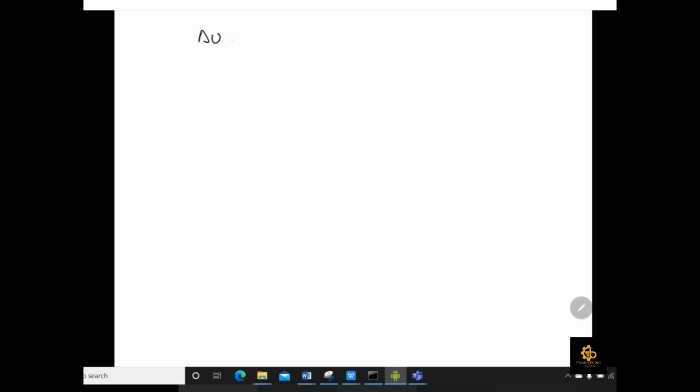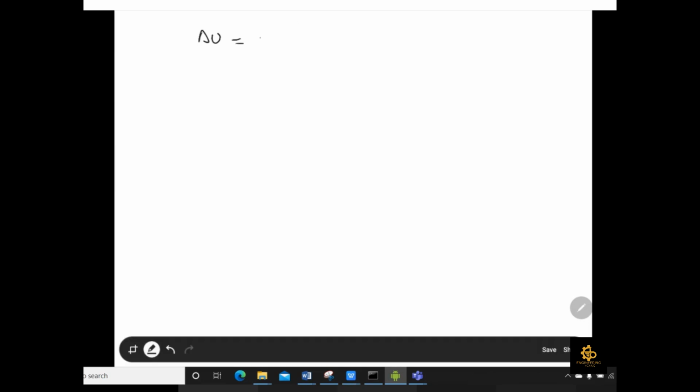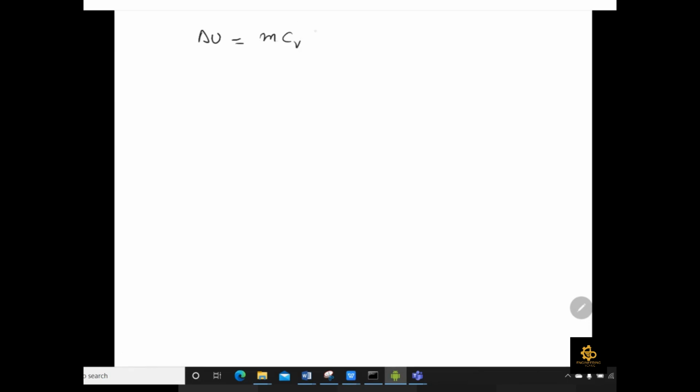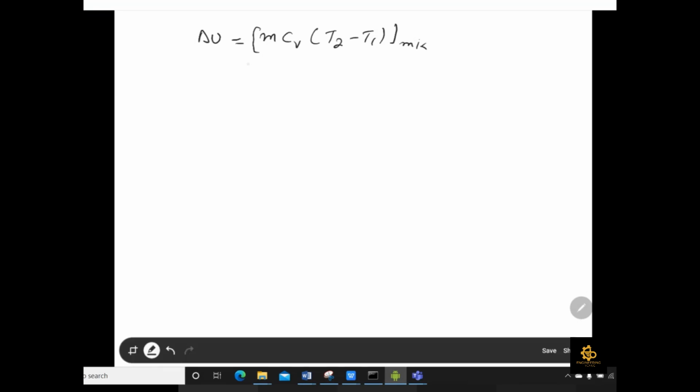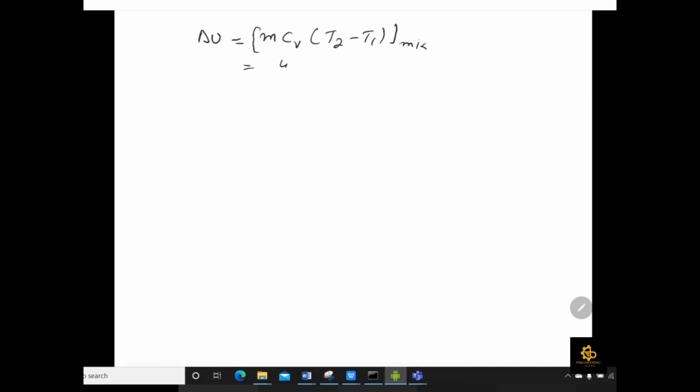Okay, so now the next thing which is required is to find the change in internal energy. So delta U is equal to mCv (T2 minus T1). And we are talking about the mixture because we have to find the delta U for the mixture. So the m value is basically the combination of both of the masses.